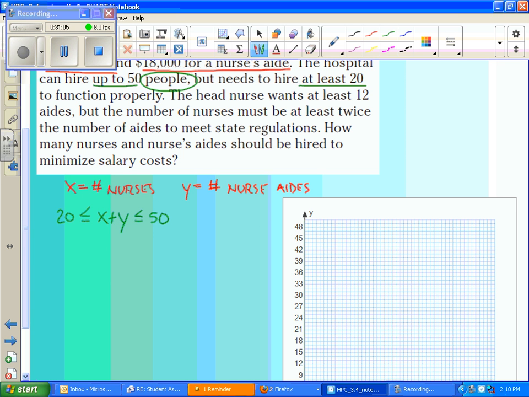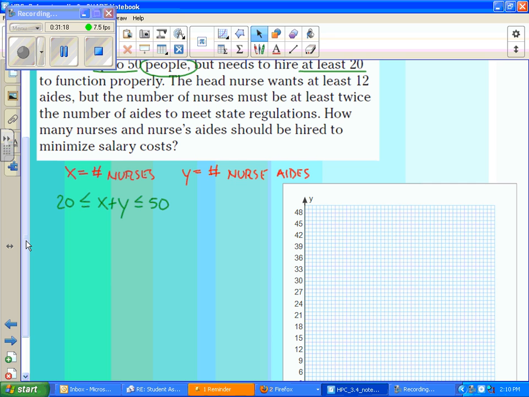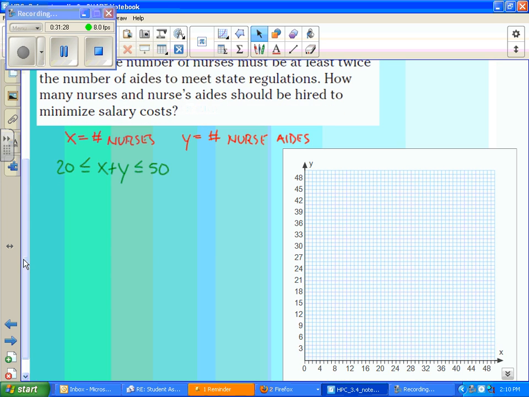You could have written that as x plus y less than or equal to 50, and then a separate inequality x plus y greater than or equal to 20. So this just becomes easier when you write it as an and problem. All right, so we're going to come up with our constraint and then graph them as we go. So this constraint would look, I'd have two lines. Both of them are in standard form. There's one of them. There's the other one. So there's my constraints on the number of people that I can hire.